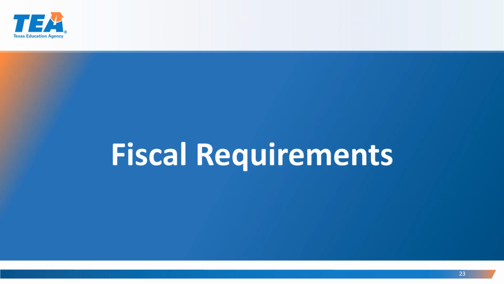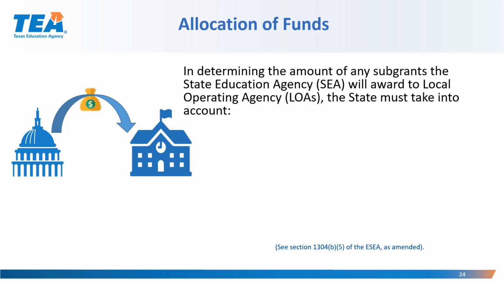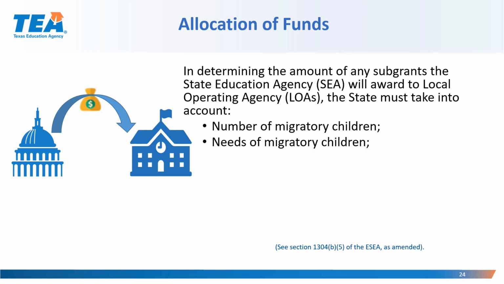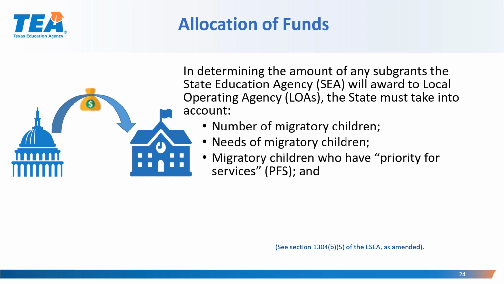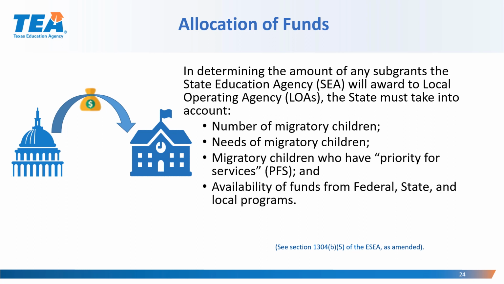Now we will address the Title I Part C fiscal requirements. Allocations to individual LEAs are determined based on statutory formulas. According to ESSA Section 1304(b)(5), in determining the amount of any subgrants the SEA will award to the LEAs, the SEA must take into account the number of migratory children, the needs of migratory children who have priority for service, PFS, and availability of funds from federal, state, and local programs.